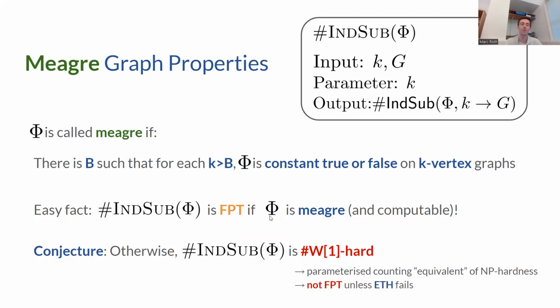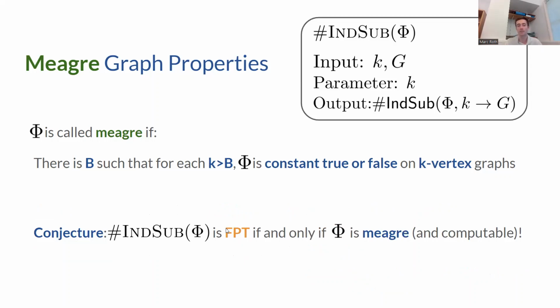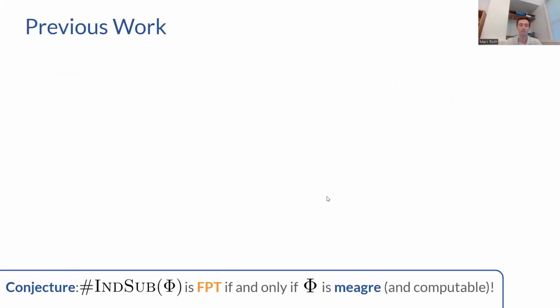Now, we actually conjecture that in all other cases, the property is hard for #W[1]. And recall that #W[1] is the parameterized counting equivalent of NP. So under ETH, this rules out FPT algorithms. So in other words, we really think, and we have evidence for that by now, that whenever phi is not meager, you cannot hope for an efficient algorithm. And this is very bad news, because it means you need to do something like approximate counting or restricting the graph G if you want non-trivial efficient algorithms for those kinds of problems.